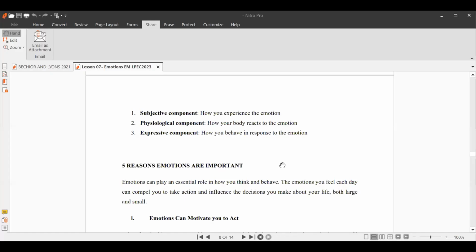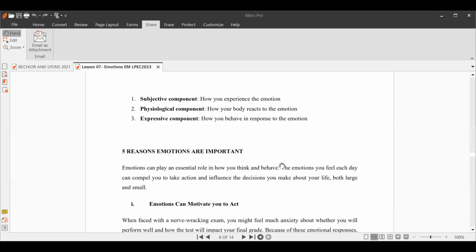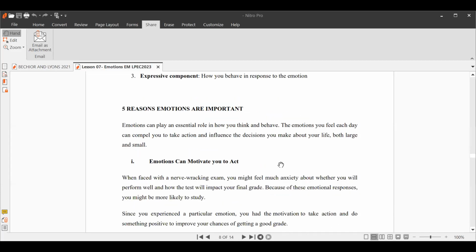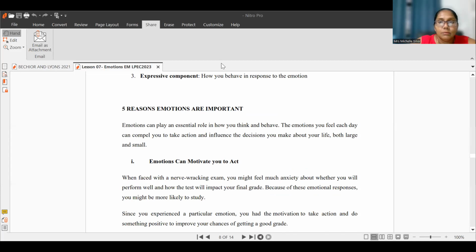Okay. So now you know the difference between the three components of emotion. It's nicely explained in the shown video as well. Okay. Then we'll be discussing what are the reasons emotions are important. So why we are learning this as a separate subject. So simply, emotion can play an essential role in how you think and behave. The emotion you feel each day can compel you to take action and influence your decision. As in part 1, I have explained why we are learning this as a separate topic, because our emotions govern our behavior. So we are making decisions based on our emotion.